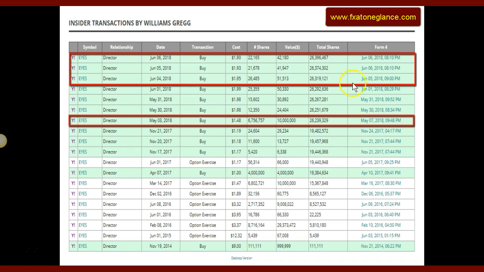You see these transactions, so remember these, because I'm going to take you to May 3rd and let you see the 6,756,757 shares that he purchased and what it did to the market. He's made some more purchases since then. Ever since that day he's been making a lot of purchases, but none as big as this one here.